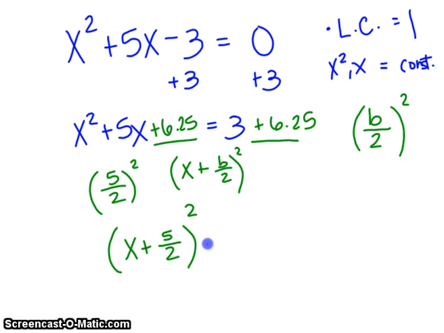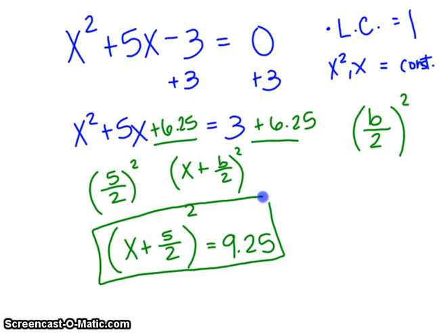Squared, so I'm going to keep that 2 here, equals, and we're going to go ahead and combine the 3 plus 6.25, which is 9.25. The reason that we're doing that is because now I have something being squared equaling a constant. I can technically solve this by square roots, which is what we learned in the previous section, section 10.4.